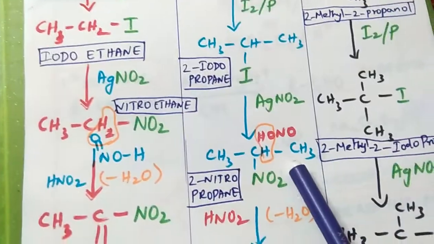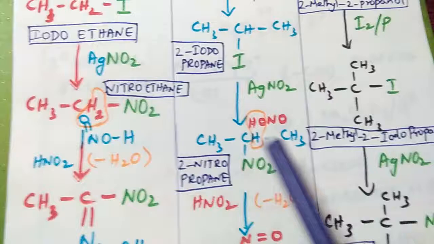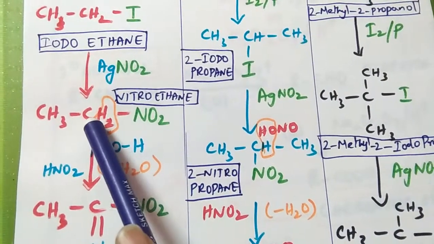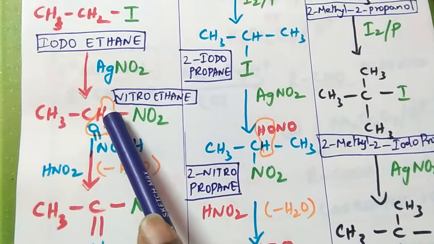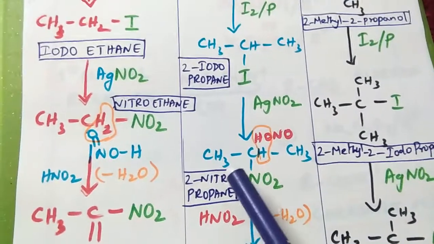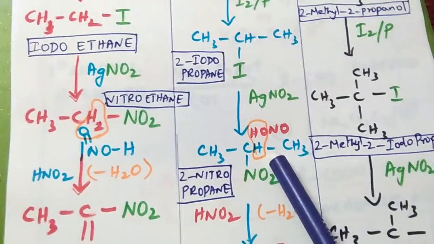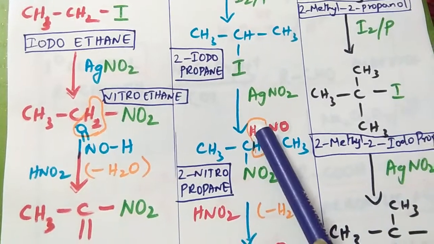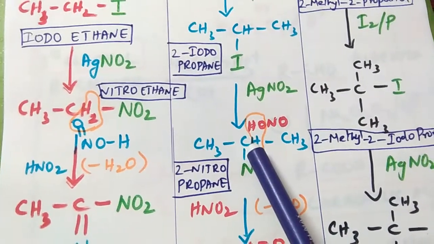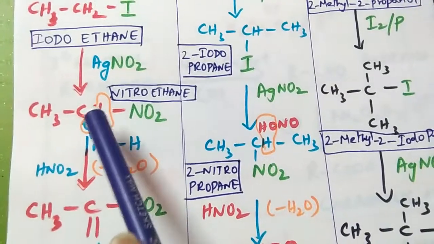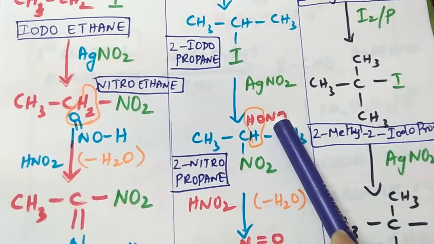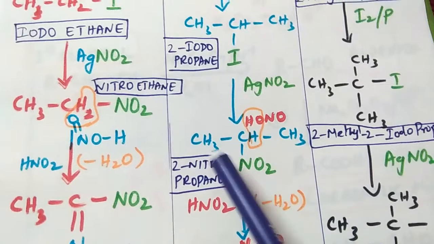Here you should be able to appreciate the difference between primary and secondary alcohol in the same reaction. In the primary case, this N double bond O is going to involve itself in the formation of water. In the secondary alcohol, this OH is going to involve itself in the formation of water, because the alpha hydrogen is only one. Here the alpha hydrogen atoms are two, here only one hydrogen atom. So this OH is going to be involved in the release of water.